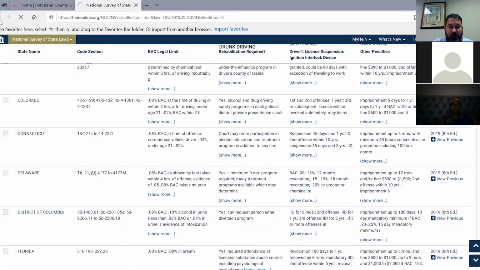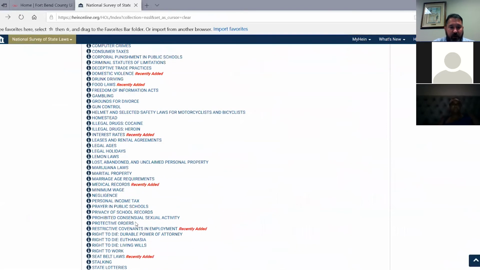And it covers about, I don't know, 50 or 100 different areas. How does each state handle, what are their legal holidays? What are lemon laws related to the purchase of vehicles? And if the vehicle turns out to be a lemon, what are the statutes in that state and how is that handled? Or marijuana laws, as I talked about earlier, or the marriage age requirements.